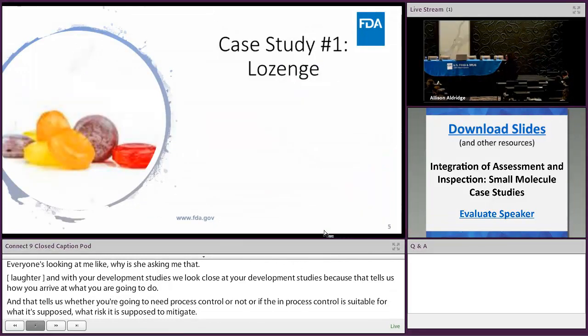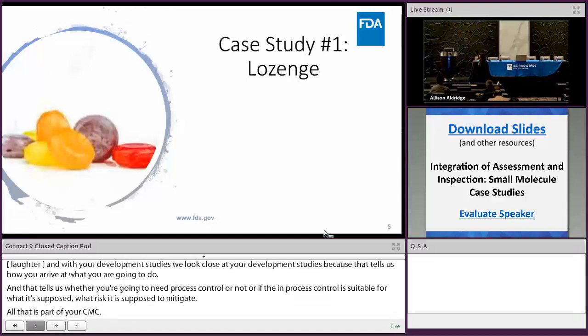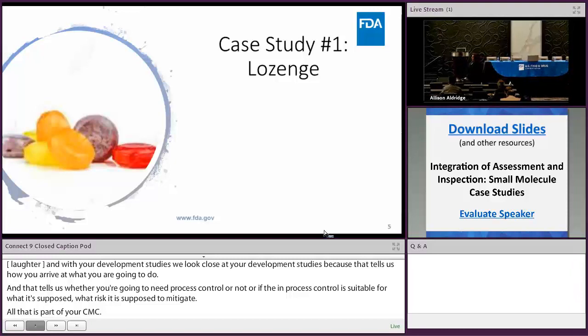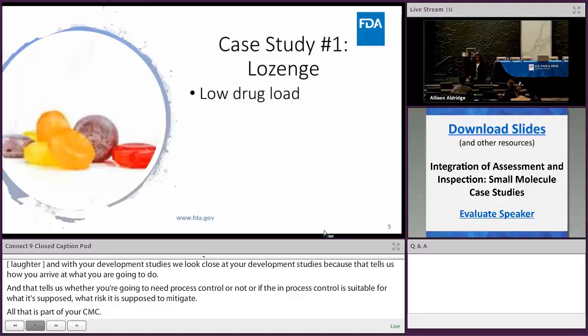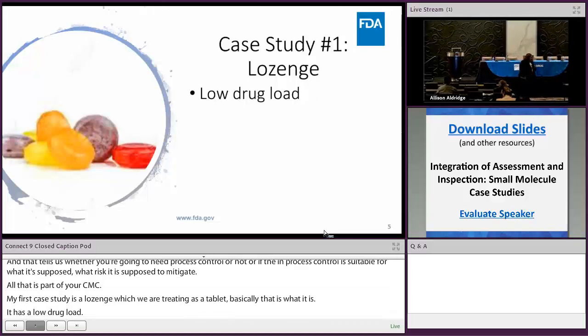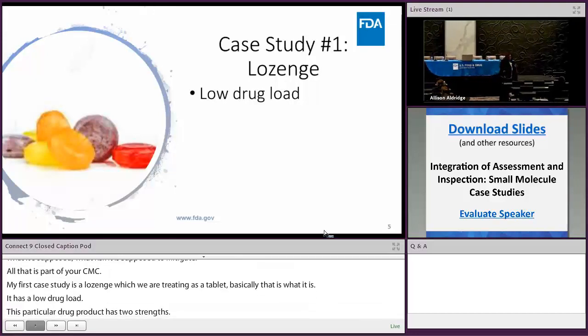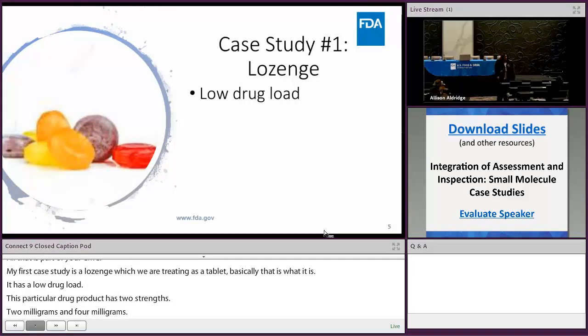So my first case study is a lozenge, which we're treating as a prompt release tablet, because basically that's what it is. It has a low drug load. This particular drug product has two strengths, 2 milligrams and 4 milligrams. But the amount of drug substance is like 1% and 2%. So that's really low.